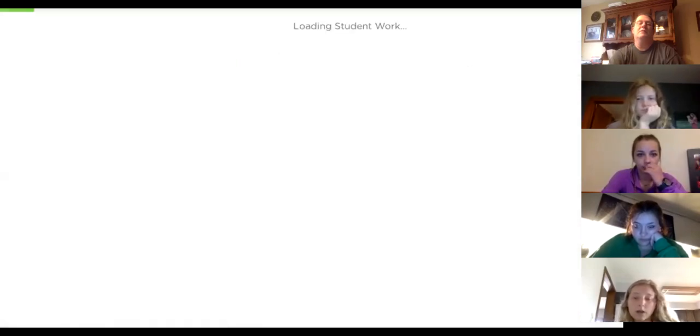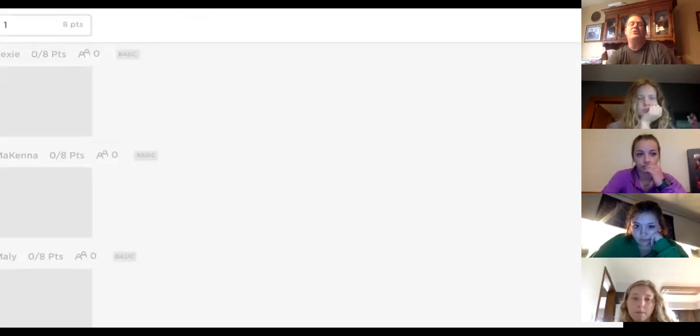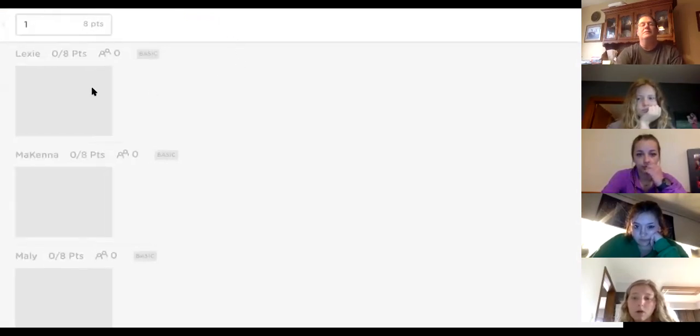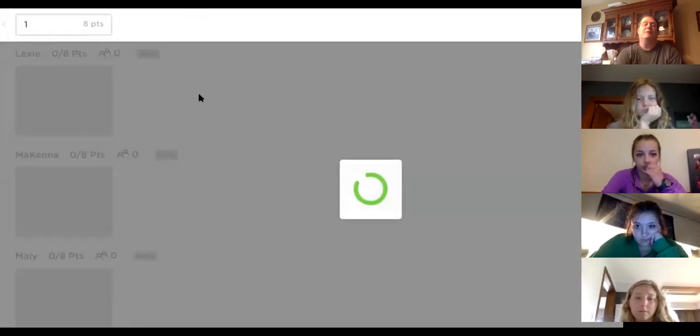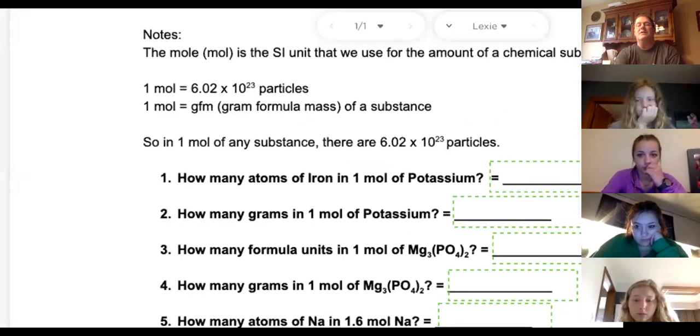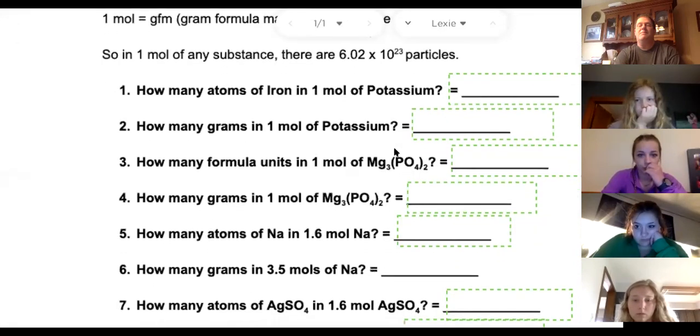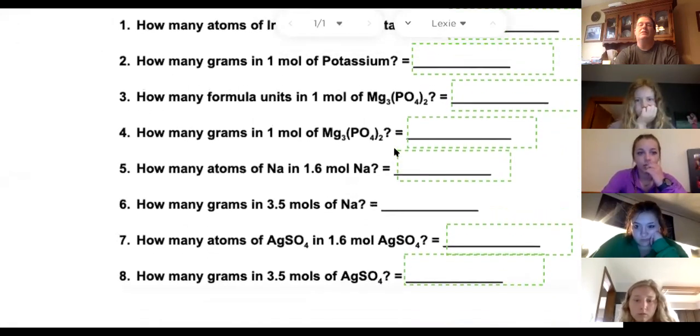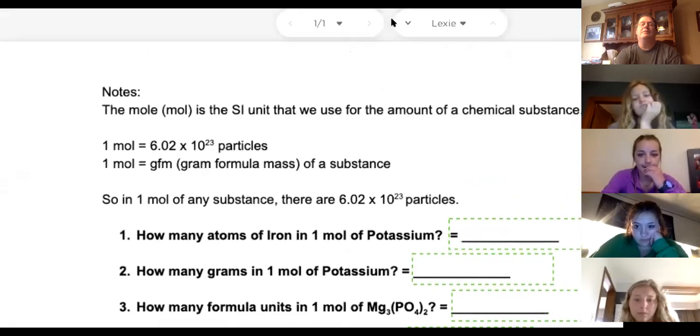Do you want us to turn that in? When you do something on ClassKick, you don't actually have to turn it in. It just comes to me automatically. So when you look at this worksheet, it's different numbers, but same kind of calculations. All right.